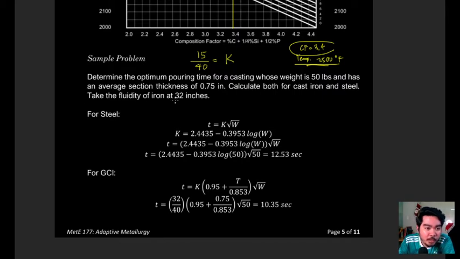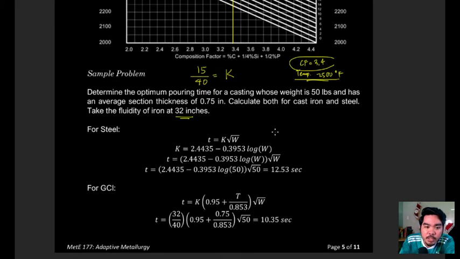It is taken that the fluidity of iron is 32 inches. So it's given here, so we don't have to actually use the graphs. For steel, we can just input the formula directly. The formula again is T is equal to K multiplied by the square root of the weight in pounds, and K is equal to 2.4335 minus 0.3953 times the logarithm of W.